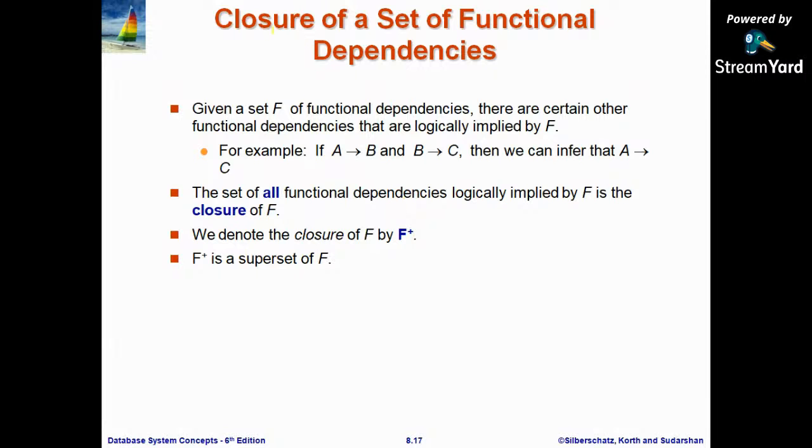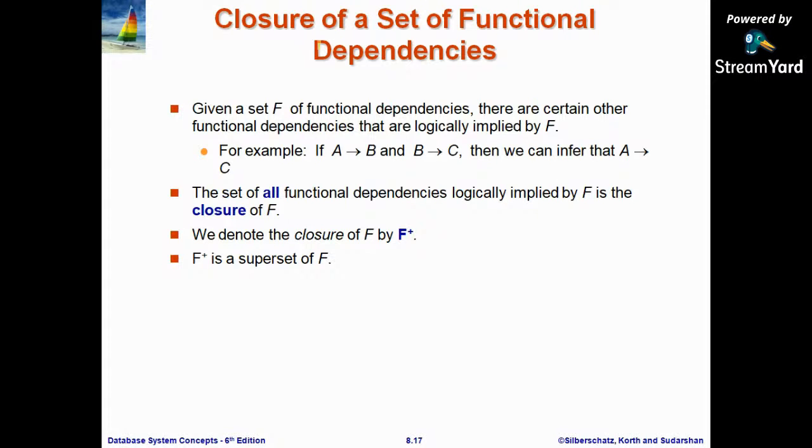Now we will see how to find the closure set. The closure set means some of the functional dependencies are given, but some can be derived from the given functional dependencies. Say, for example, A tends to B holds and B tends to C holds, then it is logically implied that A tends to C holds. So if you find the closure set, you have to include the other logically implied functional dependencies as well.